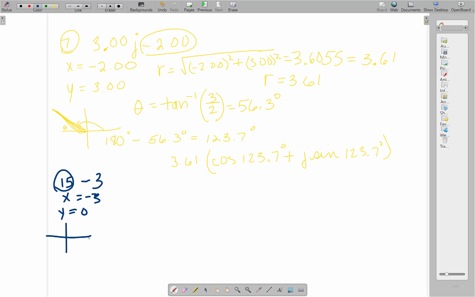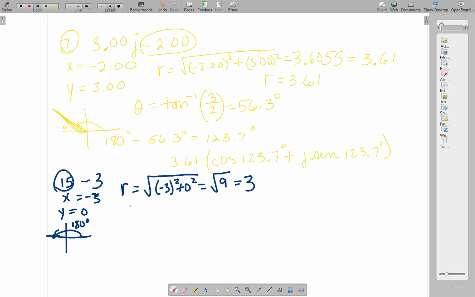Now, if you think about that on your Cartesian plane, if your x is negative 3, it would be over here. We're not going up or down. So remember that we're looking at this angle, 180 degrees. Okay, so let's do the same thing we always do. We take our r is equal to the square root of negative 3 squared plus 0 squared, which equals the square root of 9, which equals 3.